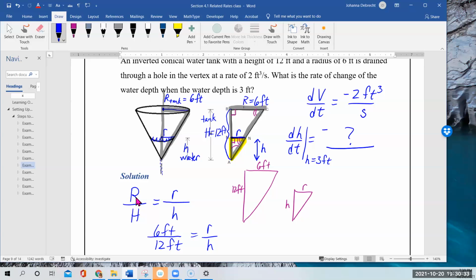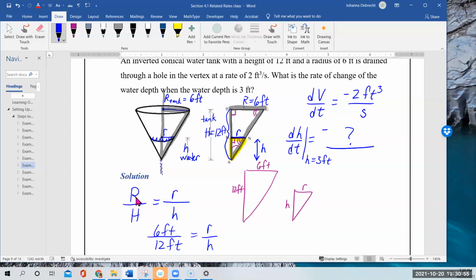Let's go back to the information that we were given. We were given volume, radius of the tank, height of the tank, and we're asked to find something about the height of the water. It doesn't say anything about finding the radius of the water. So I would like the radius of the water to disappear.